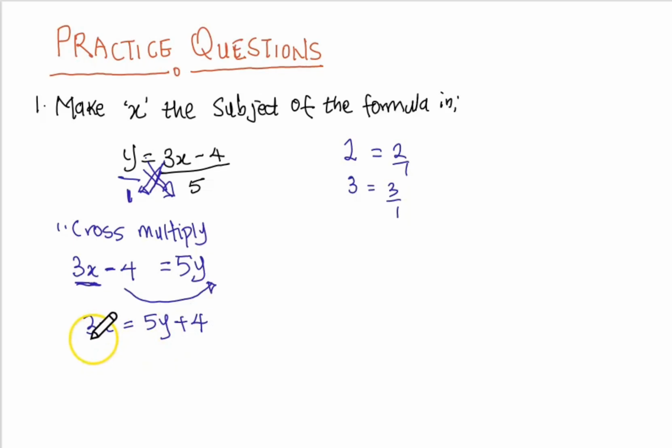Next, we have 3 alongside with the x. So in this case, 3x simply means 3 times x. And we said when you have the multiplication it will turn to division. So you are going to divide both sides by what is with x, and that is 3. So you are going to divide both sides of the equation by 3. So this will cancel this. And finally, we are left with x equal to (5y plus 4) over 3.